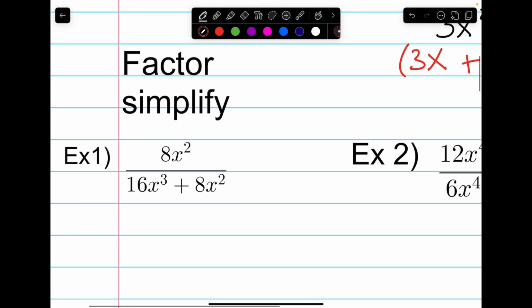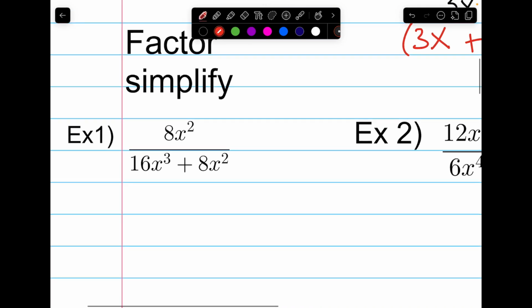So let's do the first problem. So the first thing we're going to do is factor. Now for the first one, you have options. I'm going to leave mine as 8x squared. One of my classes I was teaching this in actually factored out the 8x squared. They put 2 times 2 times 2 times x times x. It's really up to you.